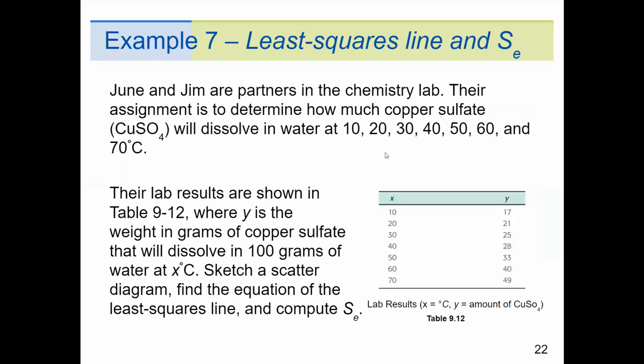June and Jim are partners in the chemistry lab. Their assignment is to determine how much copper sulfate will dissolve in water at 10, 20, 30, 40, 50, 60, and 70 degrees Celsius. Their lab results are shown in table 9.12, where y is the weight in grams of copper sulfate that would dissolve in 100 grams of water at x degrees Celsius. Sketch a scattergram. Find the equation of the least squares line and compute the error.